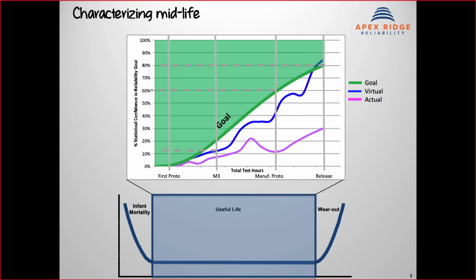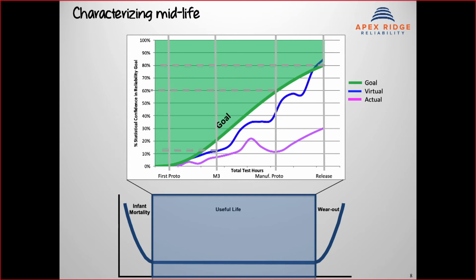Now, the way we're going to show the data is not on the bathtub curve, because we want to be able to monitor our progress towards that goal of the flat line. So the way we typically show that with a complex electromechanical device is in a chart where the bottom axis is not time of the product life. It's much more valuable to have time of your test program, because now you can align this with your actual program schedule. You will have major milestones on there like first prototype, M3, manufacturing prototype, and actual product release, which of course is the most important one, because the y-axis is our statistical confidence in the product being able to do its reliability goal in the field.